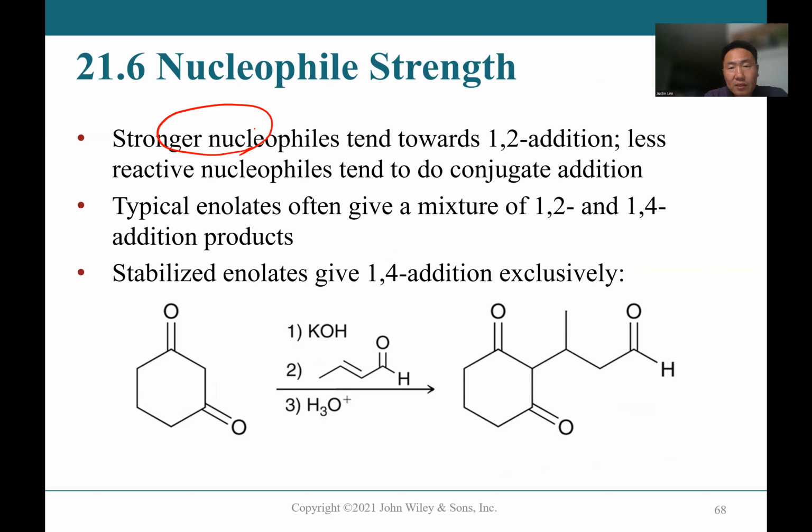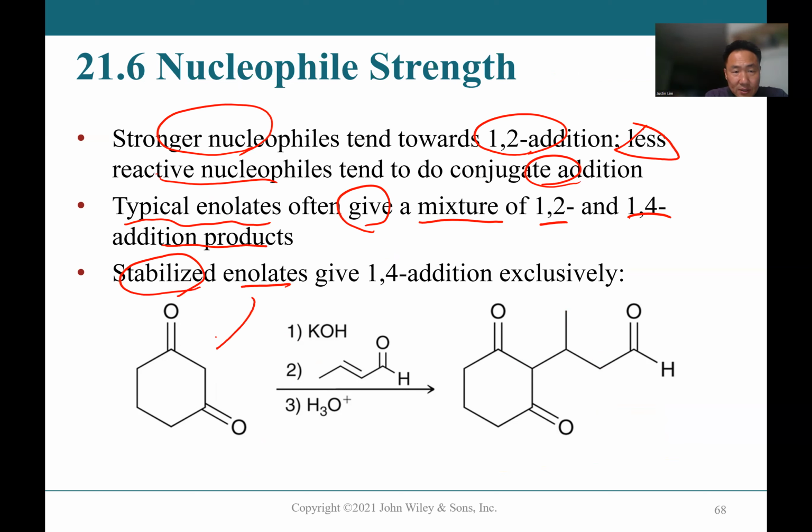A stronger nucleophile tends toward 1,2 addition. A less reactive nucleophile tends toward conjugate addition. So typical enolates give a mixture of 1,2 and 1,4 addition products. A stabilized enolate, this one, gives 1,4 addition. Michael addition occurs here, and then in a proton transfer step, you can get the product.